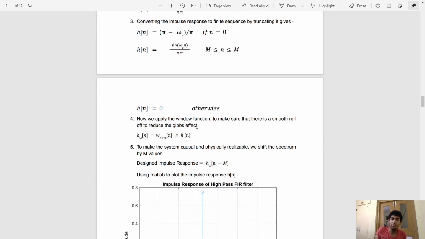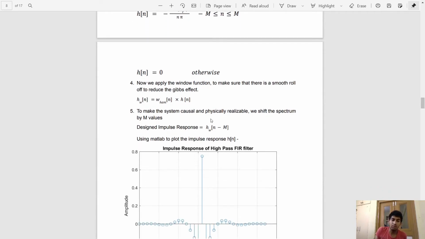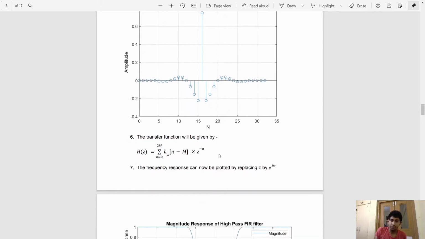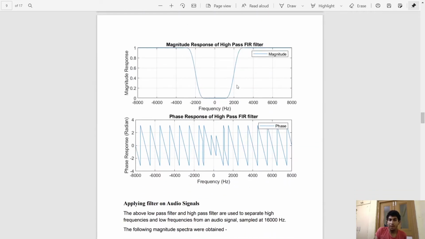But to make this system physically realizable, we need to shift it by m samples so that it becomes a causal filter. Again, this is the impulse response of the high pass filter that I got. As you can see, it is causal, we don't have any negative values, and we have a finite number of terms here, so it is an FIR system. This is the magnitude response.